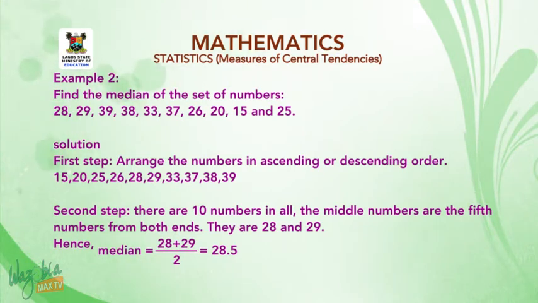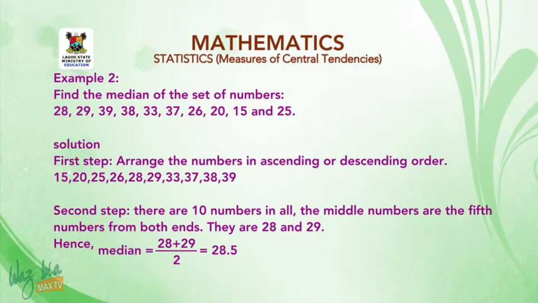Another example: find the median of the set of numbers 28, 29, 38, 33, 37, 26, 20, 15, 25 and 39. When you arrange the numbers in ascending order, I have 15, 20, 25, 26, 28, 29, 33, 37, 38, 39. Counting from one end I have 28 as the middle, from the other end I have 29. Those two numbers are the middle numbers, so both make up the median. Add them up and divide by 2 to get their average. When you do that, we have 28.5.